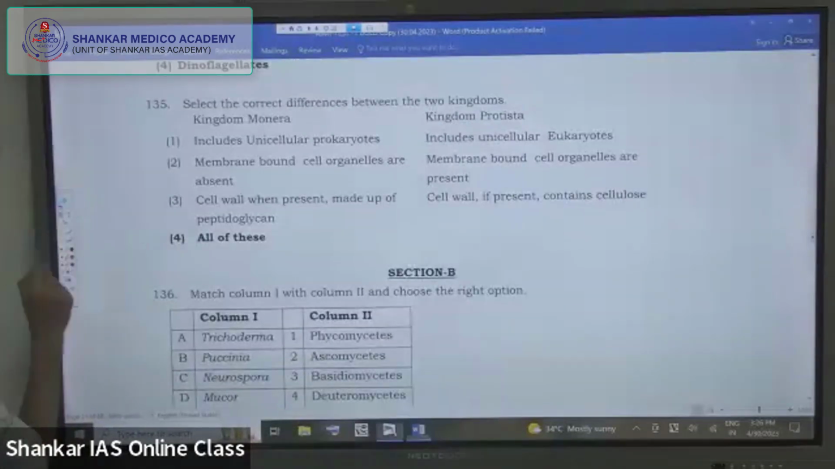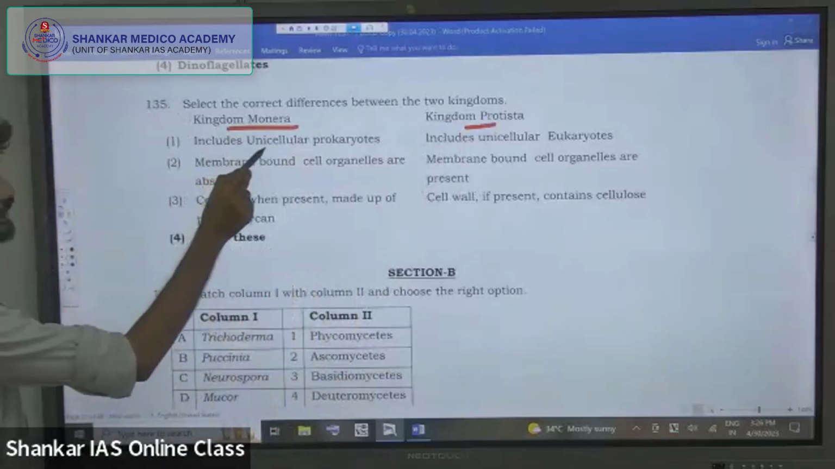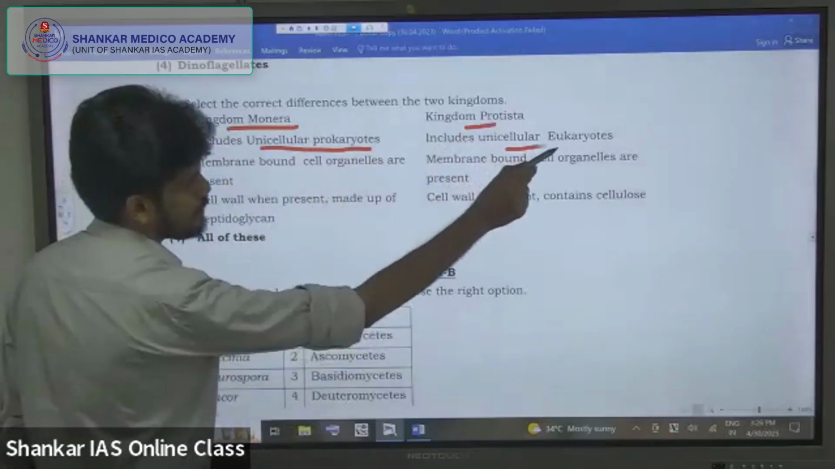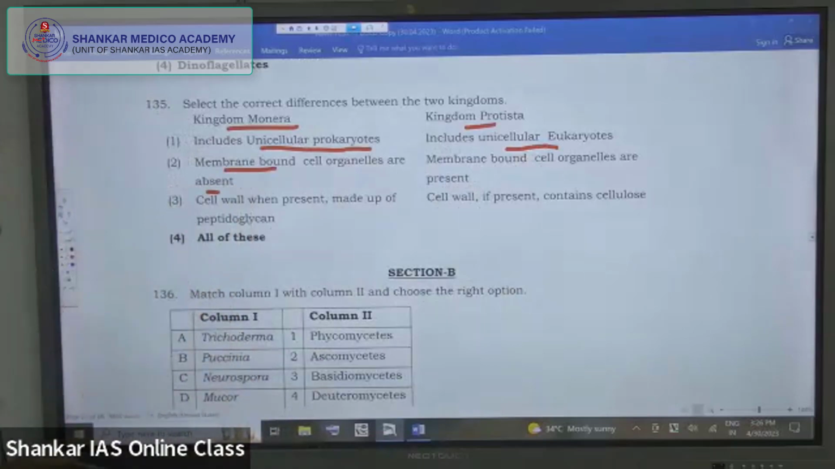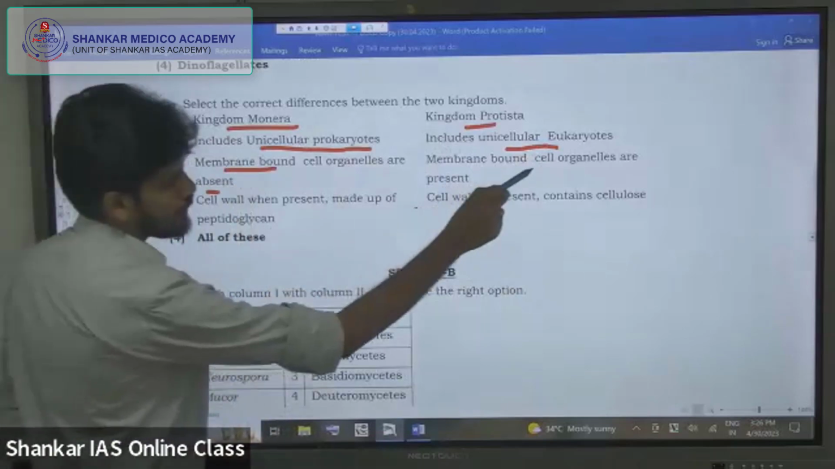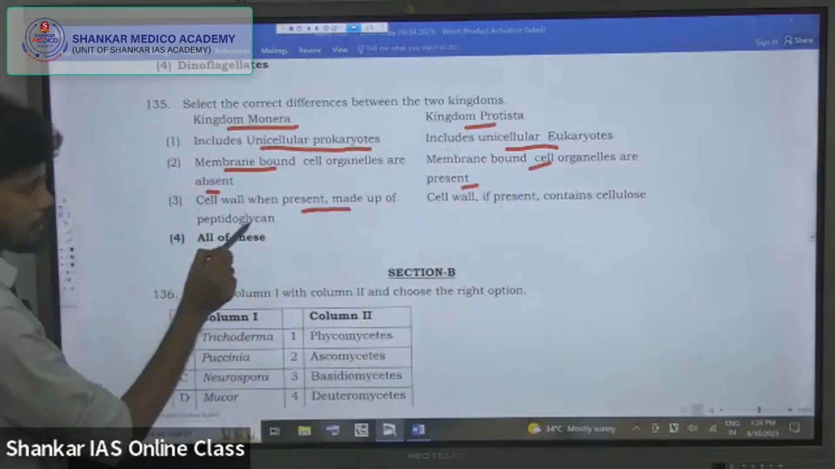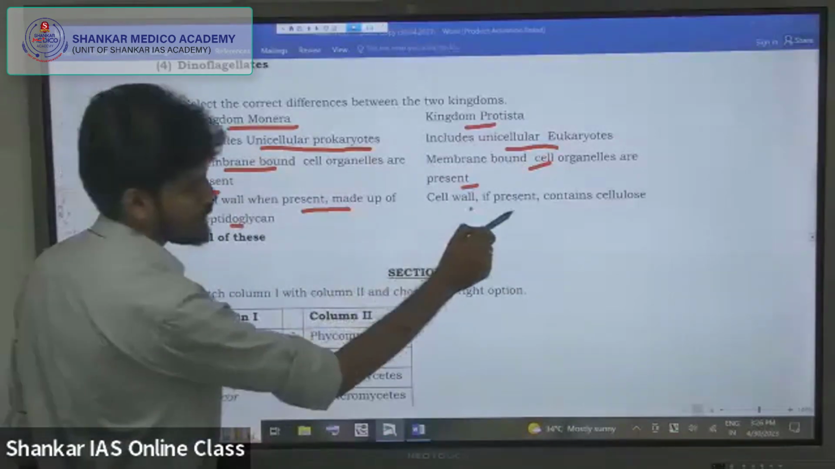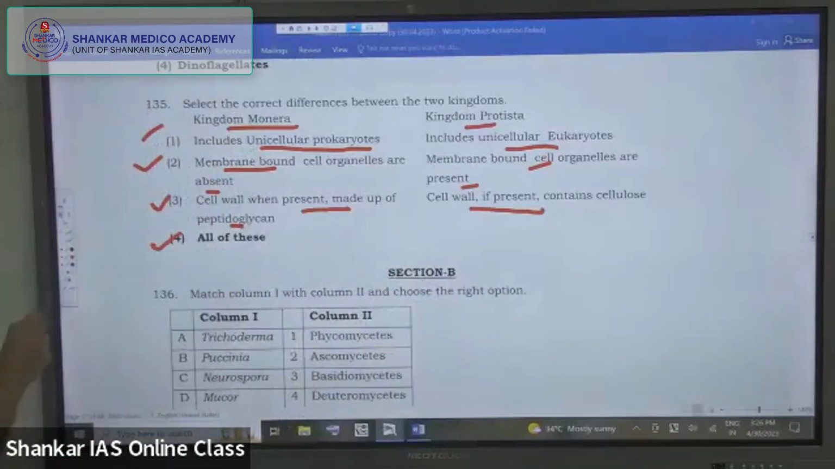Then this is the difference between the kingdom Monera and Protista. Monera includes unicellular prokaryotes and Protista unicellular eukaryotes. Membrane bound organelles will be absent in kingdom Monera and present in kingdom Protista. Cell wall is made up of peptidoglycan, this is also correct. Here the cell wall is present and it contains cellulose. So all of these are correct statements.